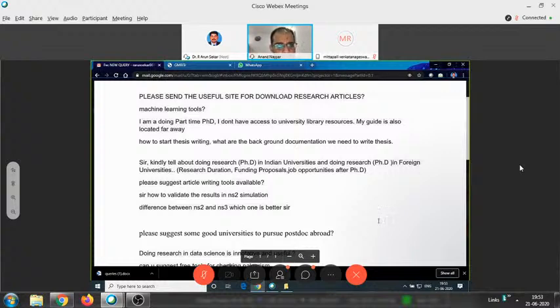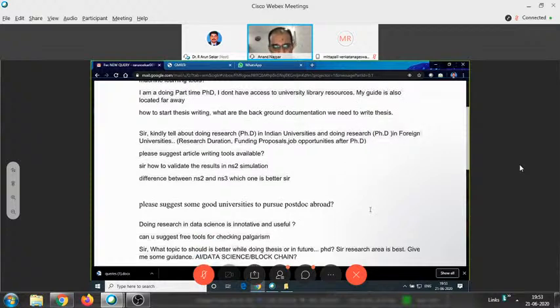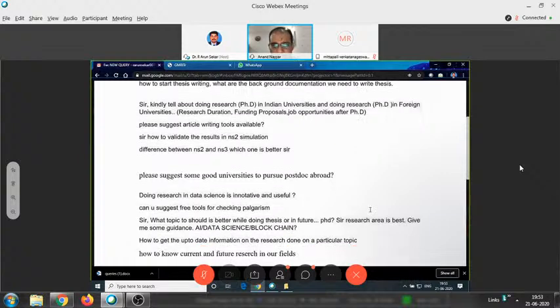Okay, I'm doing a PhD part-time. I don't have access to university library sources. My guide is also located far away. So how to start thesis writing? What are the background documentation? I've already told you that as you don't have the resources, don't depend on the guide. So use Author Mapper, you can use Unpaywall, you can use Google Scholar. All these types of tools are available for these types of resources. Everybody, I will be telling you how you can write your thesis and your paper tomorrow. That will be the main lecture tomorrow.